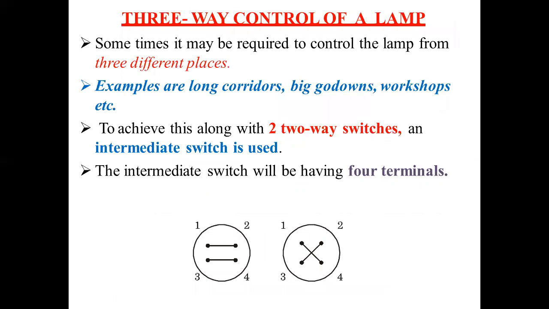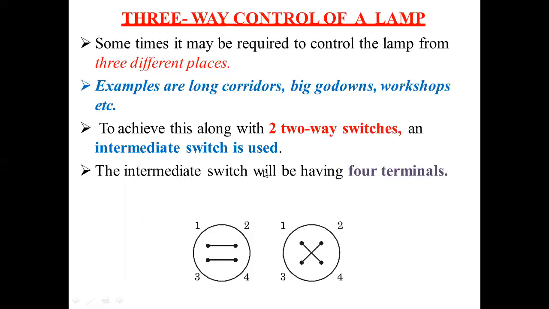And three-way means what? Controlling the same lamp with the help of three different switches. Sometimes it may be required to control a lamp from three different places. In such cases, we can use the three-way control of lamp. Examples: long corridors, big godowns, workshops, etc. To achieve this, along with the two-way switches, an intermediate switch is used. Two-way switches are used, but in between the two-way switches, we use the intermediate switch.